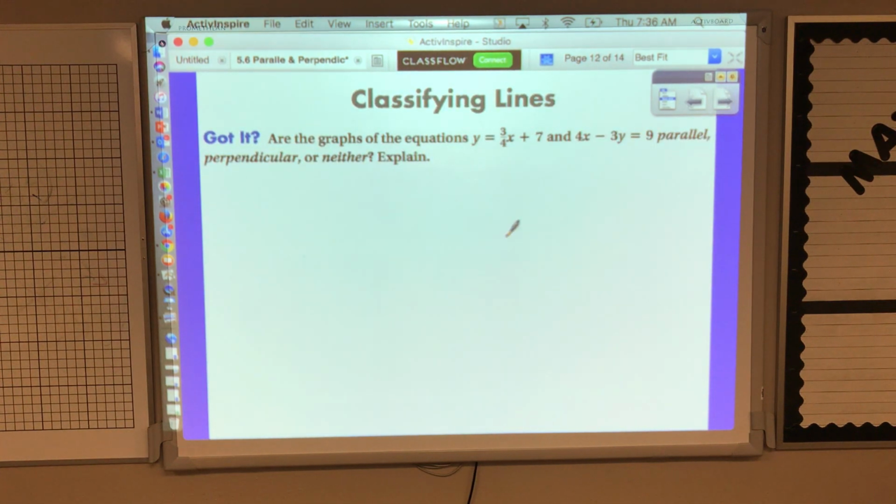So are the graphs of the equations y equals 3/4 x plus 7 and 4x minus 3y parallel, perpendicular, or neither? Explain. Right now, I know the slope of this line is 3/4. I know the y-intercept.